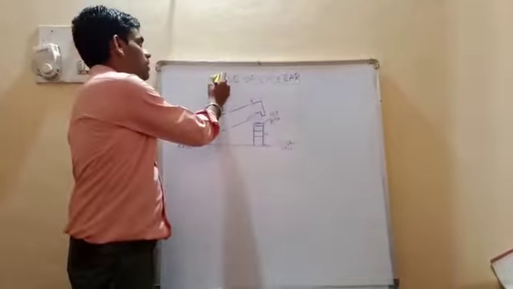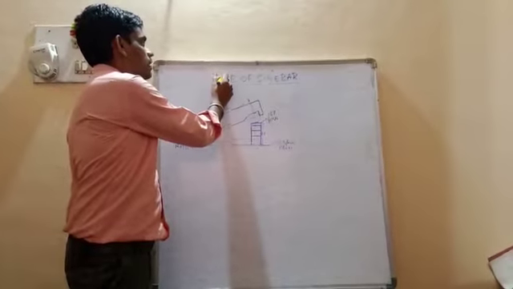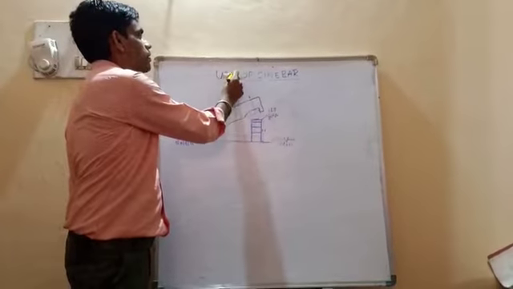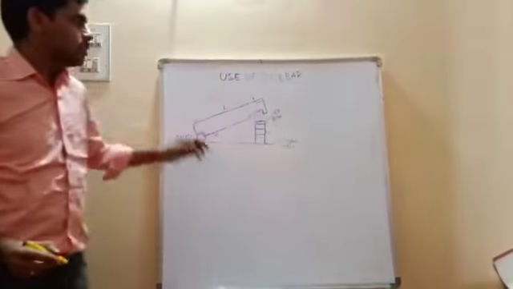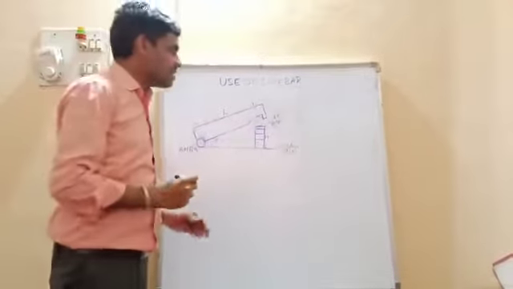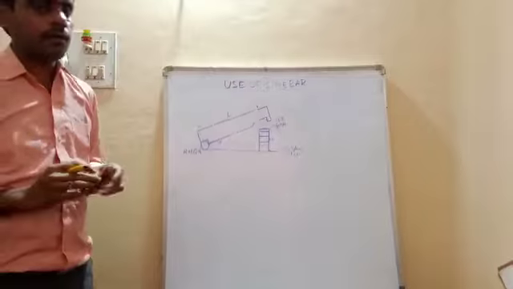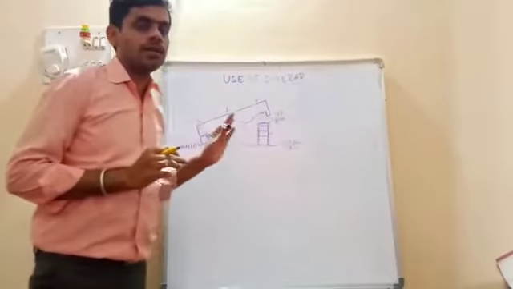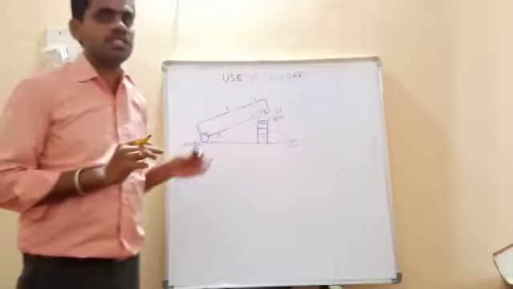Today I am going to explain the use of sine bar. In the previous session, we learned the principle of sine bar. A sine bar is a device used to check the unknown angle of a given specimen.